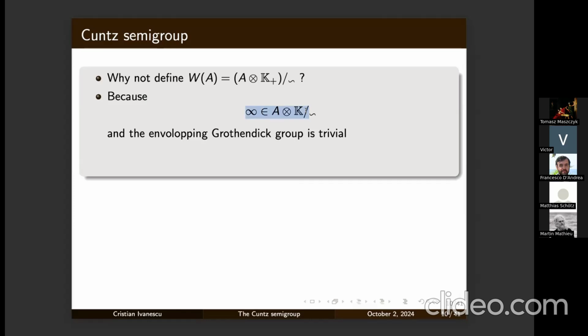Can you hear me? Yes. Am I right to remember, is it correct what I remember, that this effect of trivializing the Grothendieck group when you have infinity is called the Eilenberg swindle? That's the trick? Yes, I think you're right. Yes. Thank you.